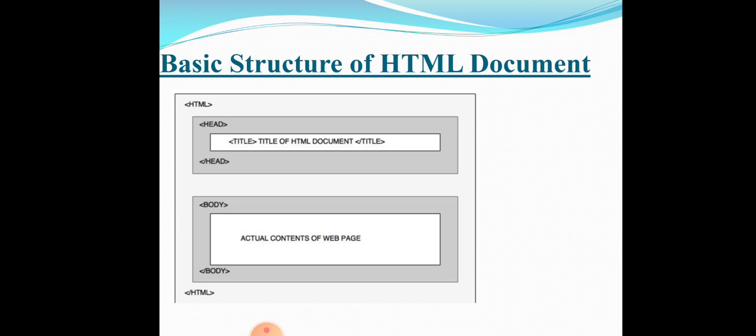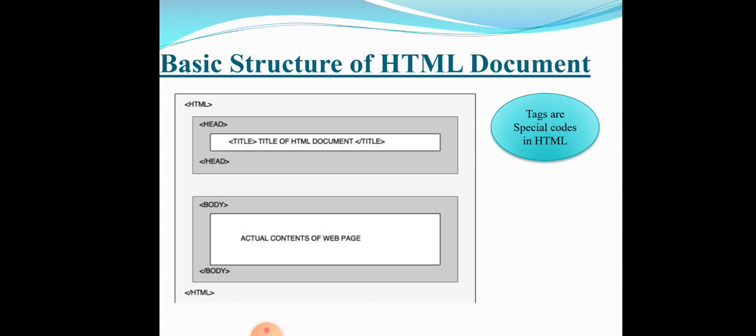Now this is the basic structure of an HTML document, meaning how every HTML document looks. In this picture you can see the tags written in angle brackets like HTML, head, title and body. HTML on the very first line, then head, then title and then body. These will be written in the same order in every HTML document.